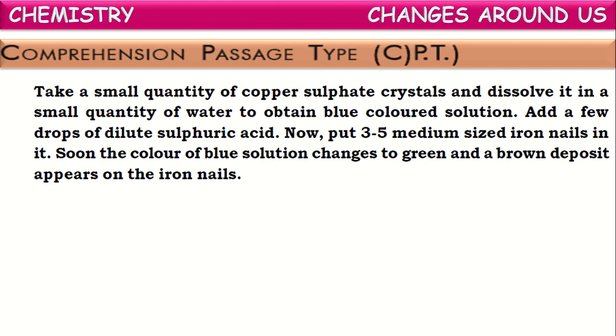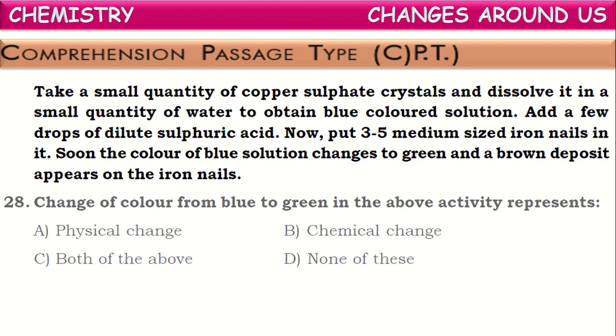Now add a few drops of dilute sulfuric acid and put 3 to 5 medium sized iron nails in it. So what are they doing? They are adding small iron nails into this copper sulfate solution. After some time, the color of the blue colored solution changes to green and a brown deposit appears on the iron nails. Okay, this is the reaction they have given. Now let us see what questions are given based on this. See the first one among those.